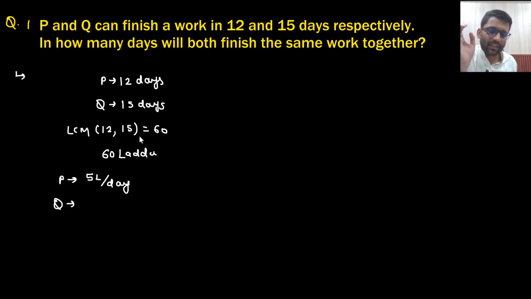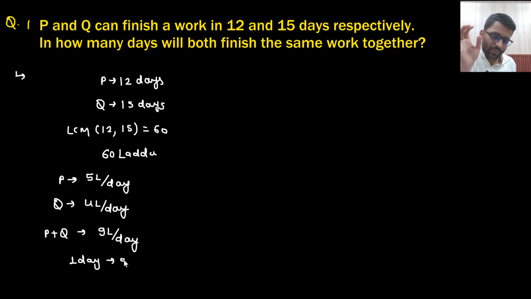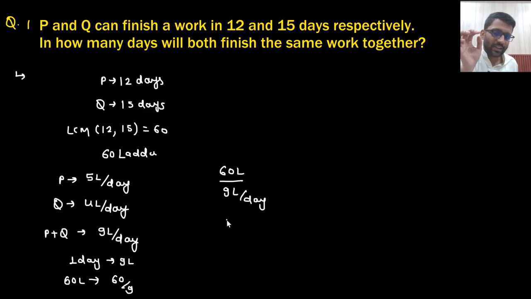And how many laddus is Q eating? 60 by 15, that means 4 laddus per day, right? The work is eating 60 laddus, P is eating 5 laddus per day and Q is eating 4 laddus per day. If both are working together, then in one day 9 laddus are being eaten. To eat 60 laddus, how many days will they require? 60 laddus are there and they are eating 9 per day, so it will take 60 by 9 days.